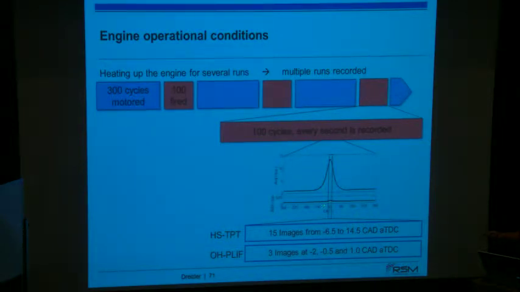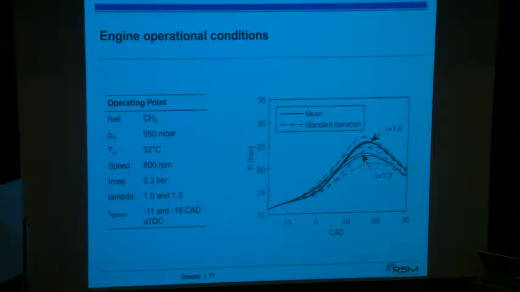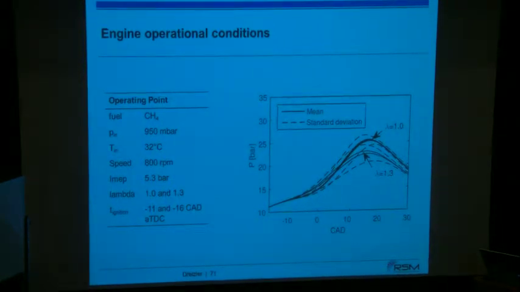The idea was to have the phosphor thermometry in a certain crank angle range from -6.5 before top dead center up to 14.5. And the OH PLIF, unfortunately, we had only 3 images. They were placed with a distance of 1.5 crank angle to each other around top dead center. So this is then the region where this data has been taken.